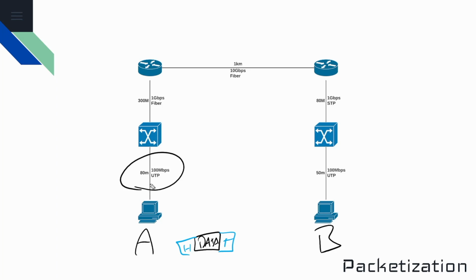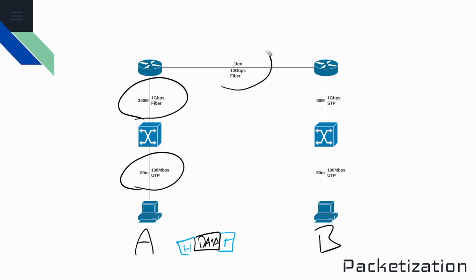Now, if we take a look at the next hop, we're going to see that this link between the switch and the router is a 1 gigabit speed fiber connection. So the speed and the media type has changed. And additionally, this is a longer distance. This is 300 meters. And again, fiber can travel over longer distances than copper. That's one of the benefits to it.